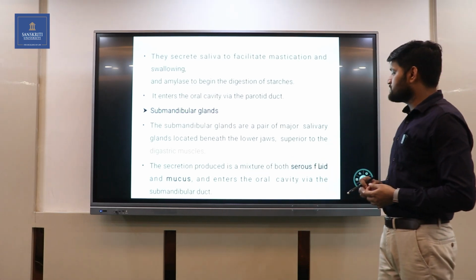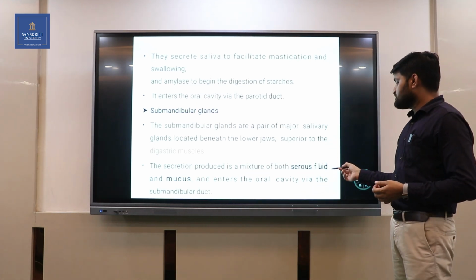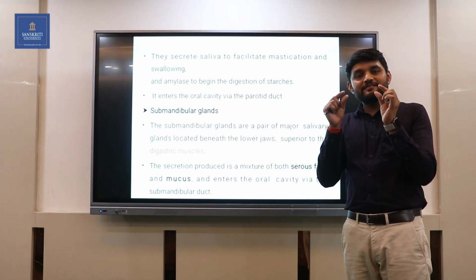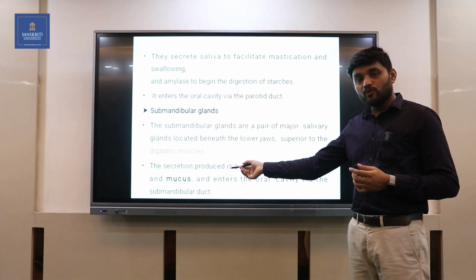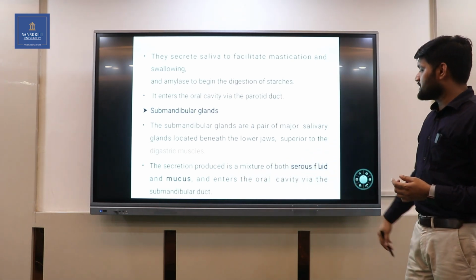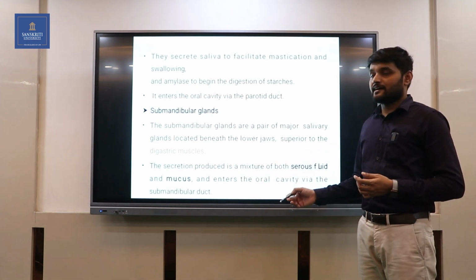These glands produce a secretion that is a mixture of both serous fluid and mucus. Serous fluid is a whitish fluid, and mucus is the lubricant of the fluid. It enters the oral cavity via the submandibular duct.